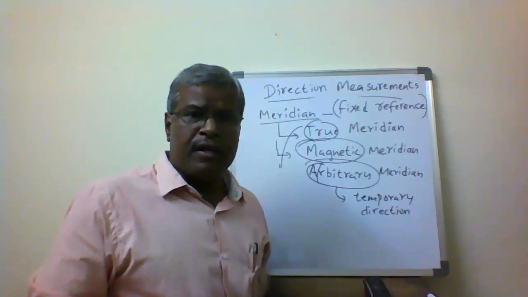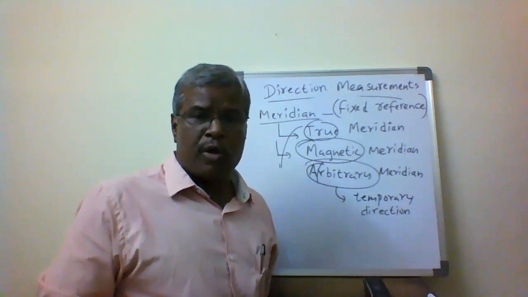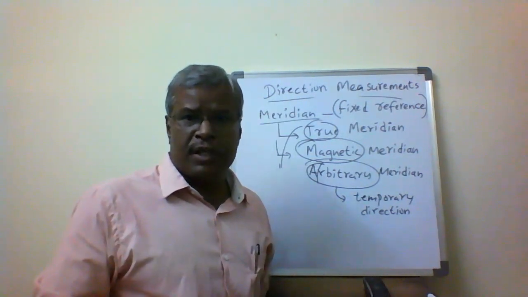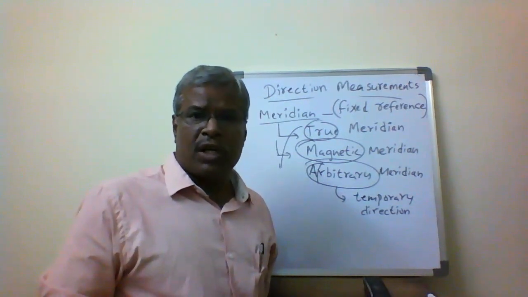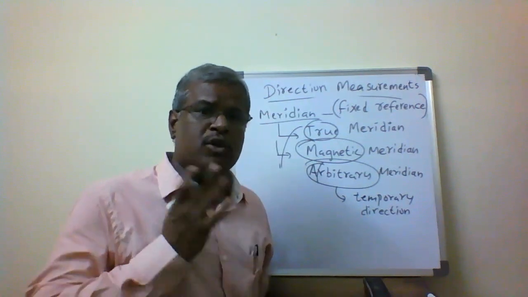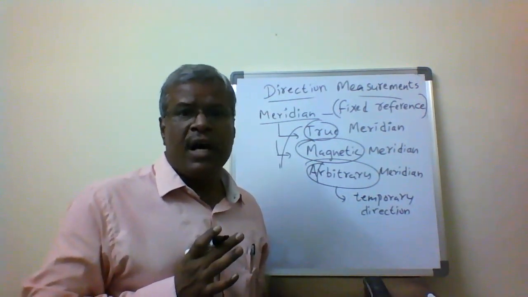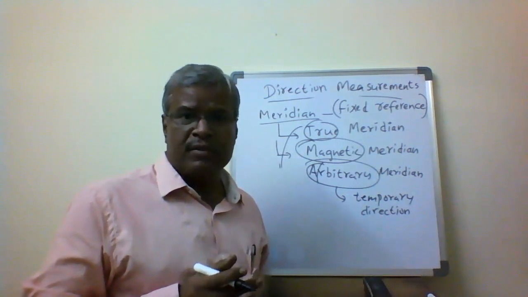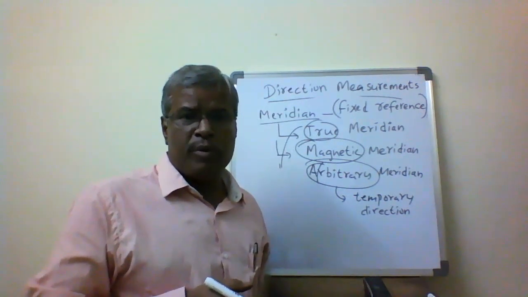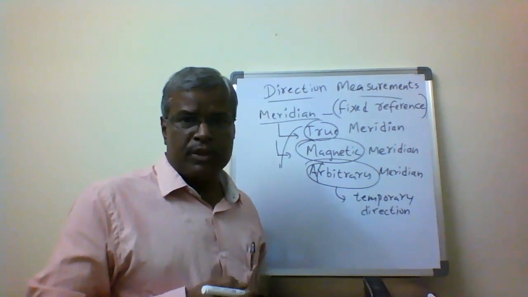So true meridian, magnetic meridian, arbitrary meridian. With respect to the true meridian, I get the true bearing. With respect to the magnetic meridian, I get the magnetic bearing. With reference to the arbitrary meridian, I get the arbitrary bearing. Bearing is the angle measured from the fixed reference point. From the bearing, I am finally evaluating the angular measurement itself.